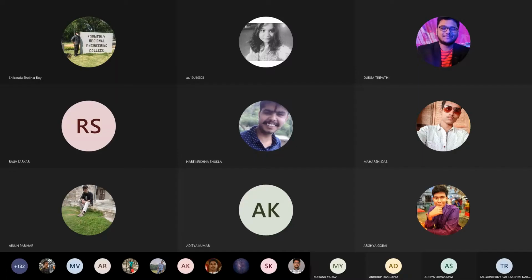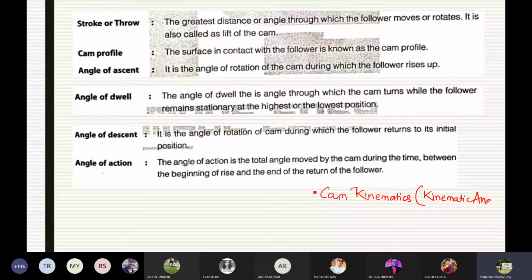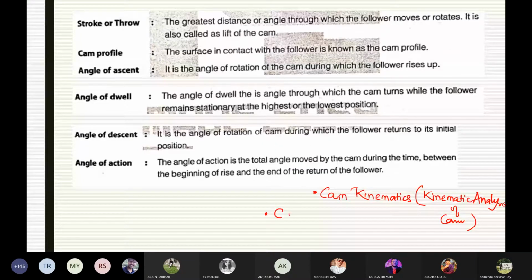The first topic is cam kinematics, that means kinematic analysis of cam. The second topic is cam synthesis.